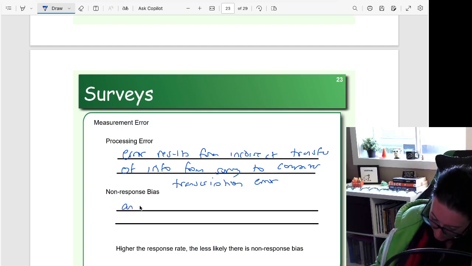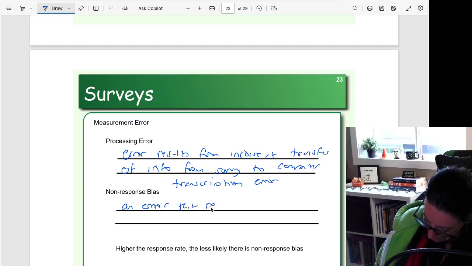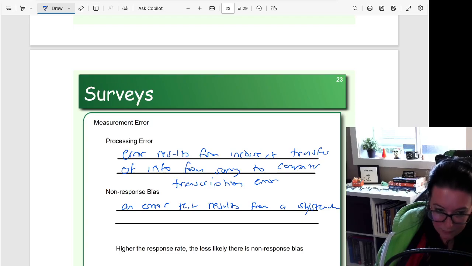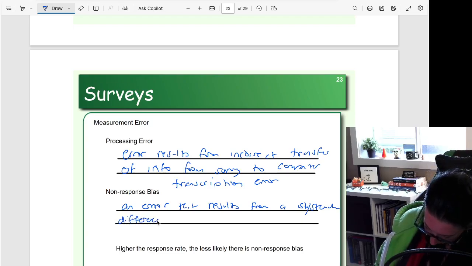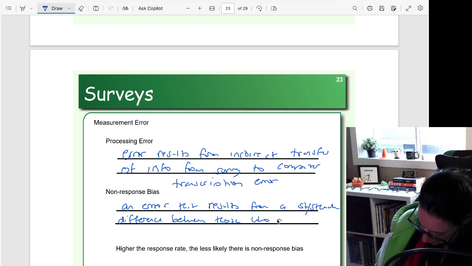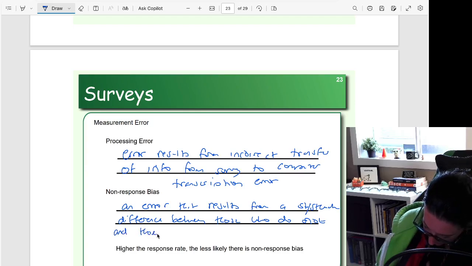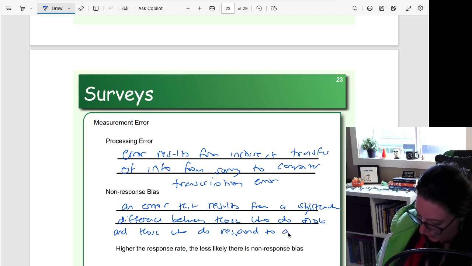Non-response bias is an error that results from a systematic difference between those who do and those who do not respond to a particular question or to the survey in general, to a measurement instrument.